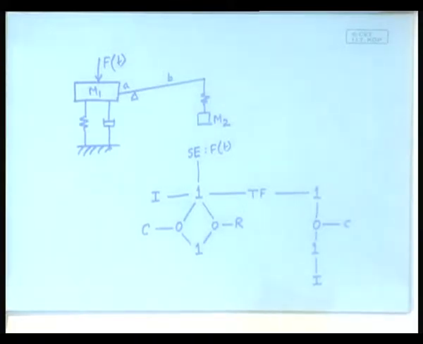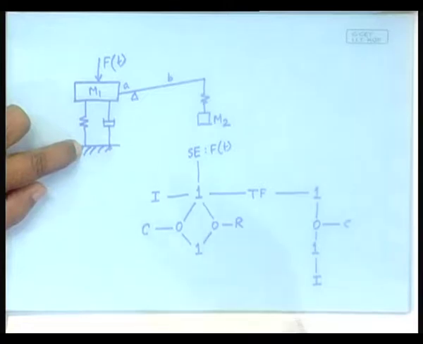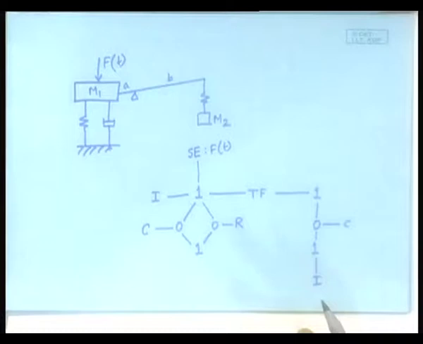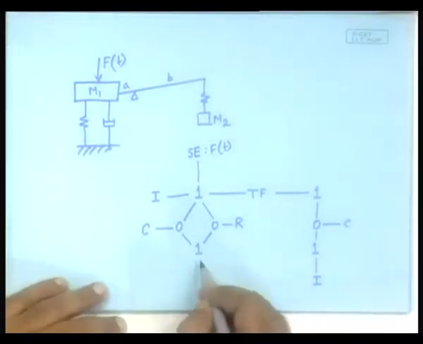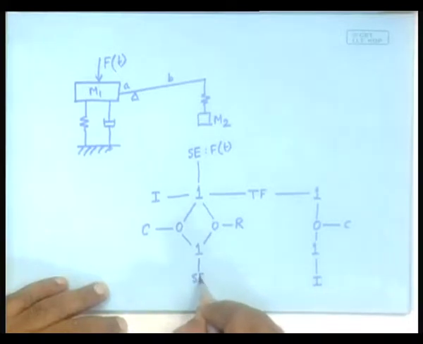Okay. There is something more. Here there is a ground, something that does not move. How do we represent that? It is SF. It is a source of flow which is forcibly equal to 0. So, that is connected to SF.